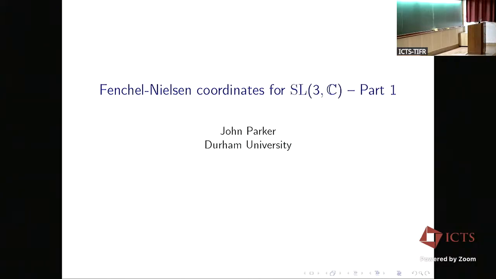But the second goal is to advertise a point of view that underpins my research. I'm a very simple-minded person, and I like to use very simple-minded techniques. So in the previous lecture, we heard all about how you can study Teichmüller space using Riemannian geometry and other parts of analysis. I'm not clever enough to do all of that, so I like to do simple-minded things, and my point of view is I like to use linear algebra.